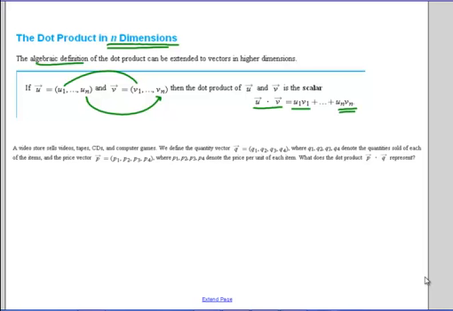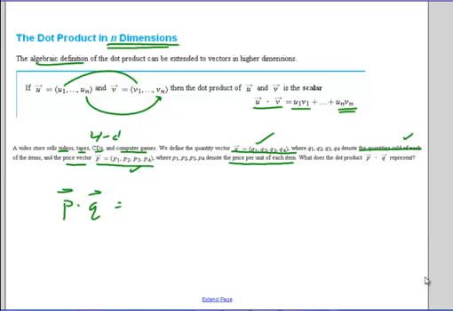An example of this below says a video store sells videos, tapes, CDs, and computer games. So we've got 4 dimensions. And we define the quantity vector Q to be Q1, Q2, Q3, Q4, where those are the quantities sold of each. And the price vector, P, is the price per each item. So Q is the quantity, P is the price. Well, what do you think P dot Q would be? Maybe pause the video and think about what that would be.